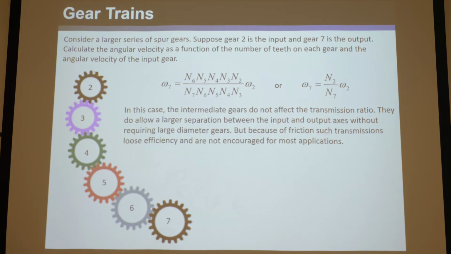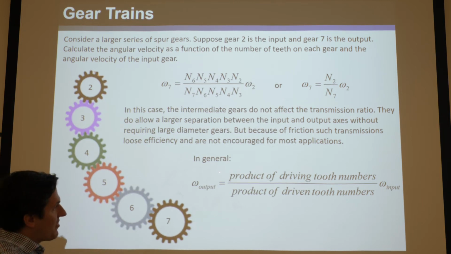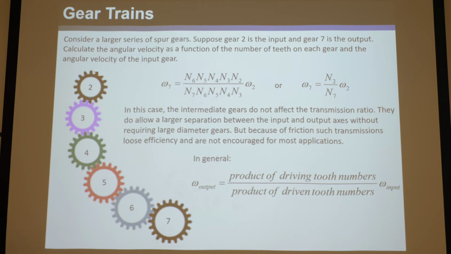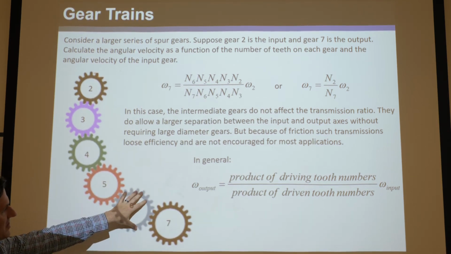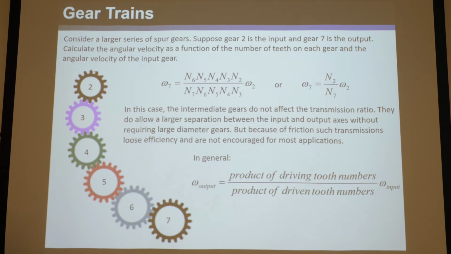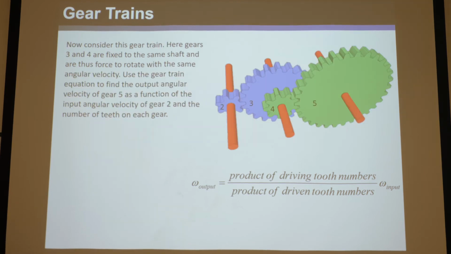This is essentially what I just explained. Anytime you put gears in series like this, you basically just take the product of the number of teeth on all the driving gears, and divide it by the product of the number of teeth on all the driven gears. Note that 6 is driving 7, but it's also being driven by 5. So that's what you think of by driving and driven. But really only 2 is driving and only 7 is being driven. That's why they survive.